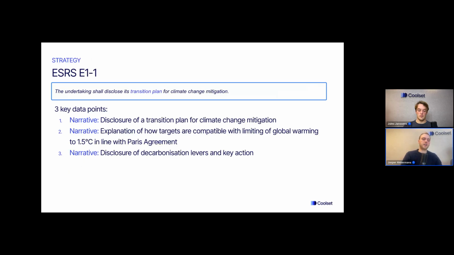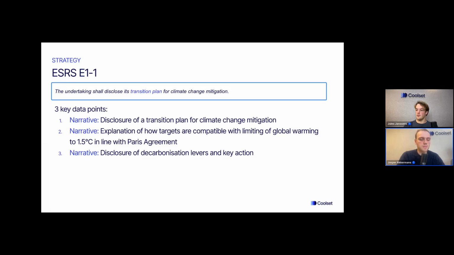Now let's have a look at the first actual ESRS E1 data point, which is ESRS E1-1. And here the undertaking shall disclose its transition plan for climate change mitigation. So you have 3 key data points here, which I'm going to look at. The first one being a narrative one, which is a disclosure of a transition plan for climate change mitigation. The second one is also narrative and looks at an explanation of how targets are compatible with limiting of global warming to 1.5 degrees Celsius in line with the Paris Agreement.